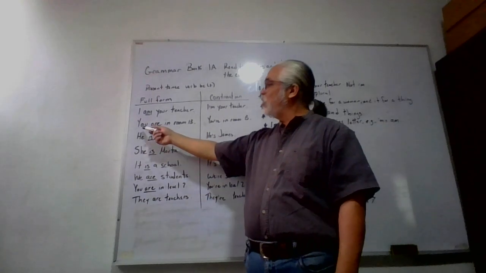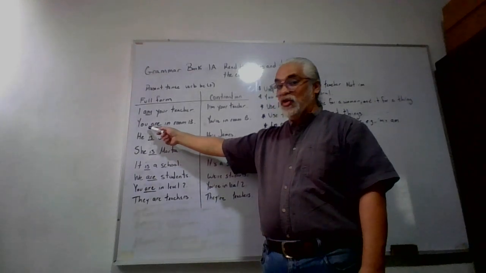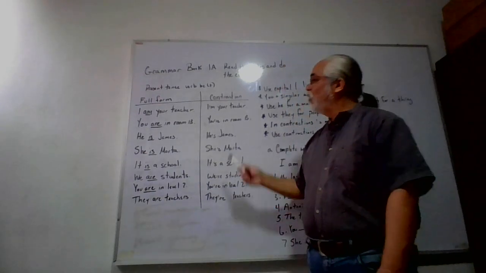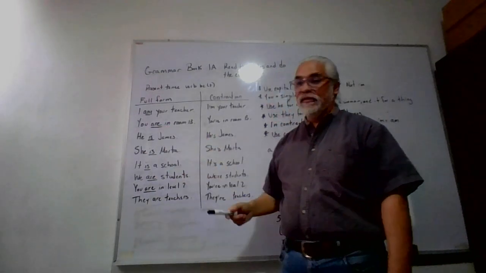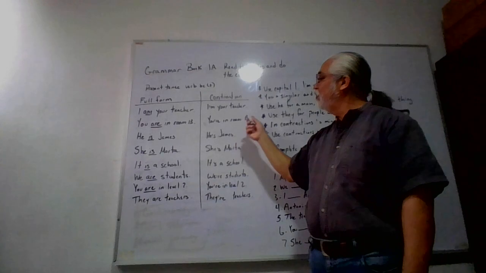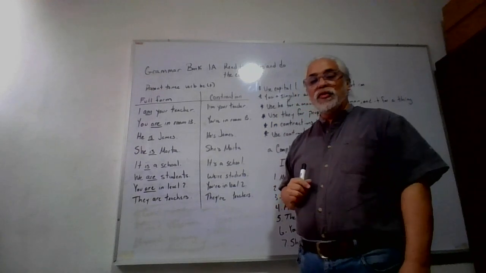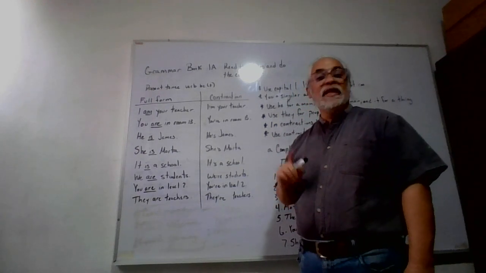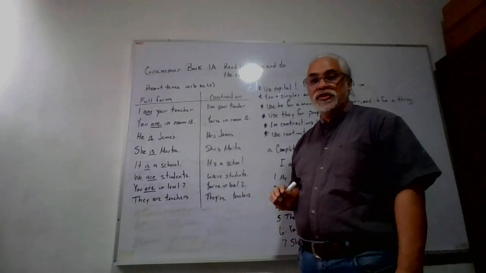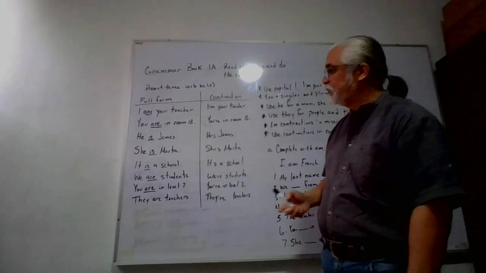All right. Next one. You are in room 13. What did I do here? I took out the A. I put these two words together, and here I have you're in room 13. Again, listen. You're in room 13. Not you are. You are is full form. I'm talking to you in contractions right now. You're in room 13. Let's continue.